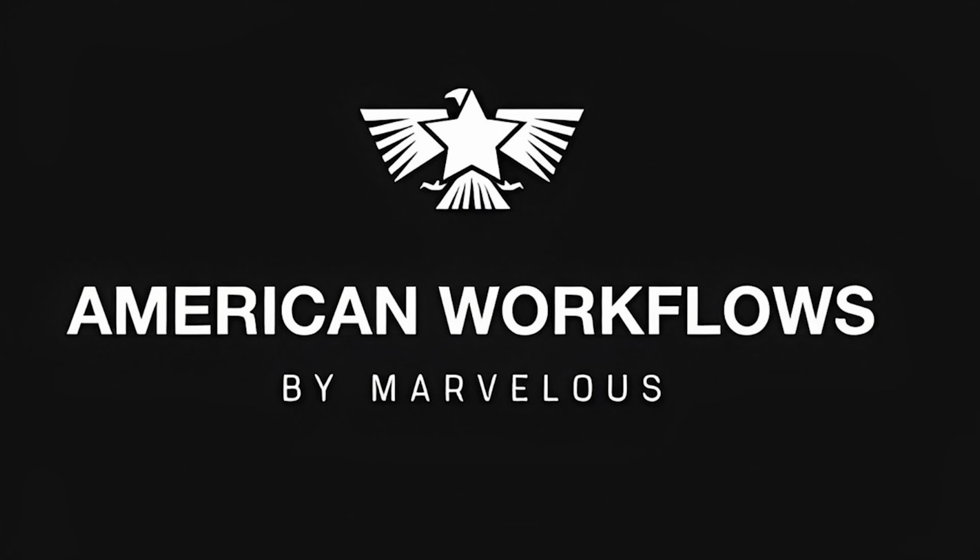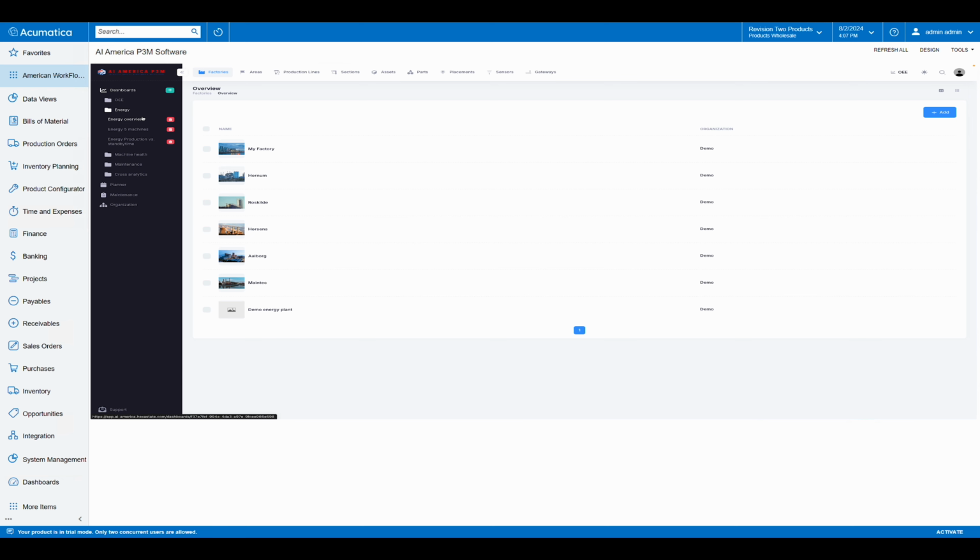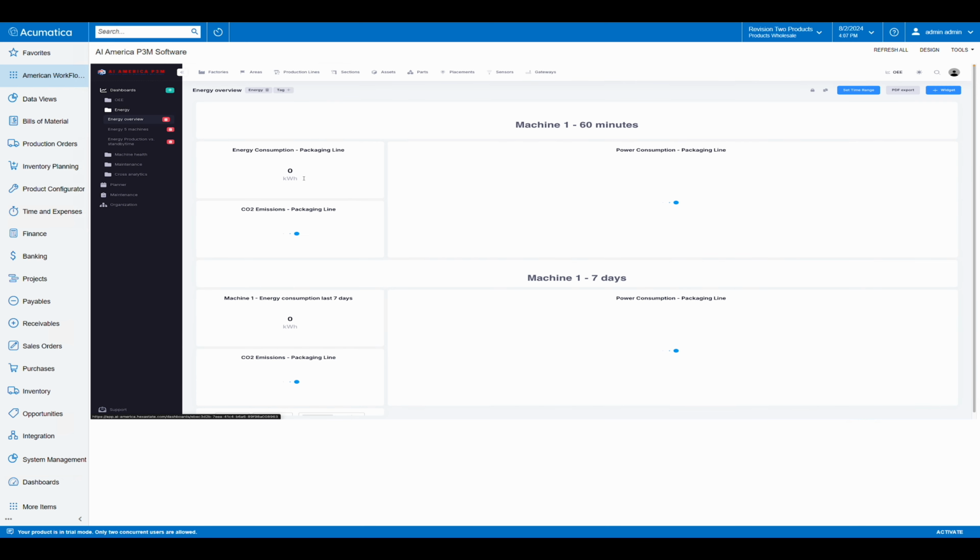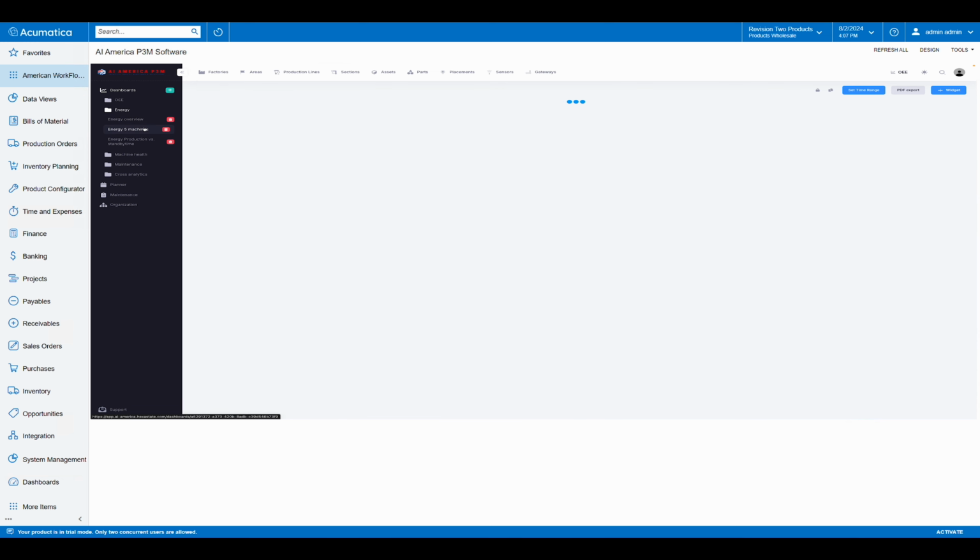All right, now let's head to our dashboards and click on Energy. The first thing we're going to review is the energy overview. Under energy overview, as you can see, we have a machine called Machine 1. In 60 minutes, we can see the total energy consumption. We can also see the CO2 emissions in 60 minutes for this Machine 1 as well.